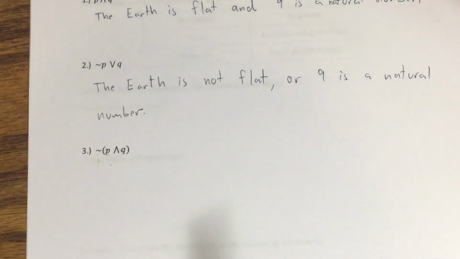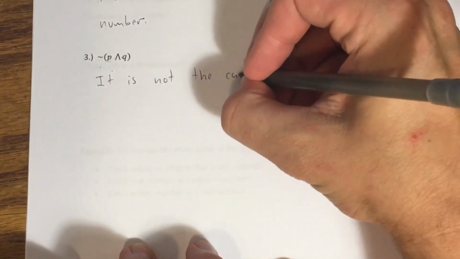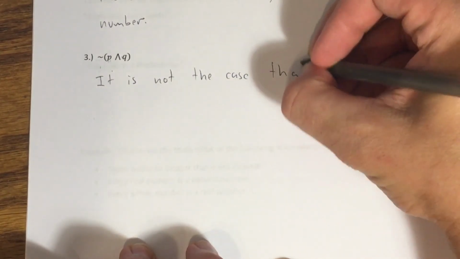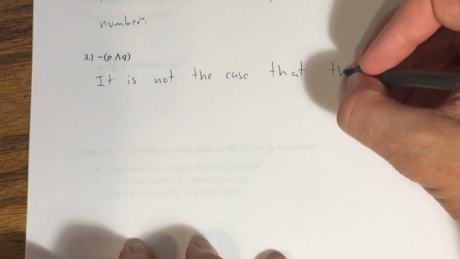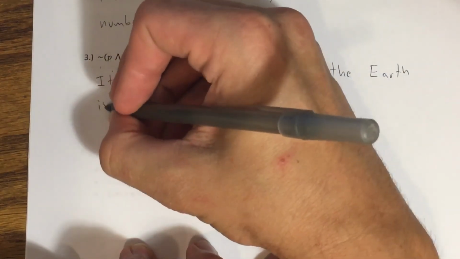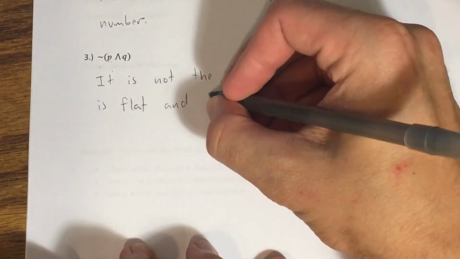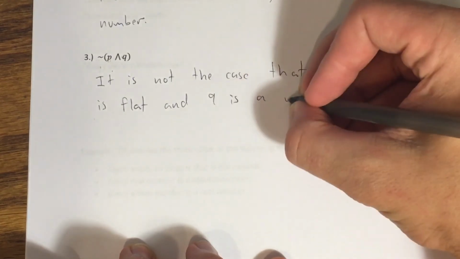And there's a couple of ways of doing that, but here's how I'm going to choose to do it. It is not the case that the earth is flat and 9 is a natural number.